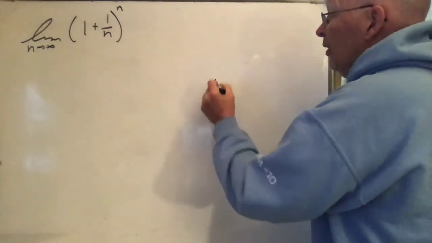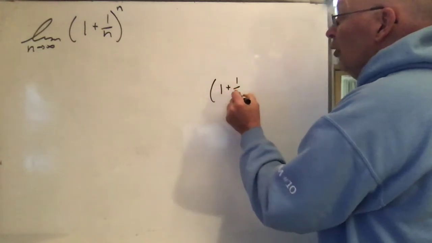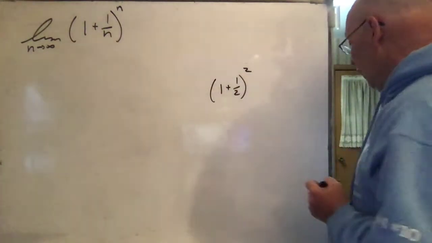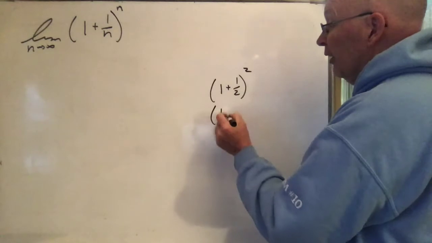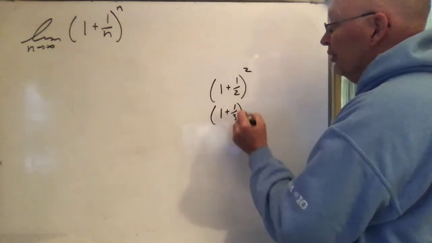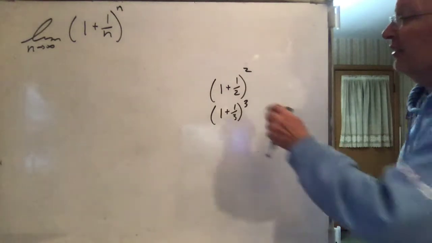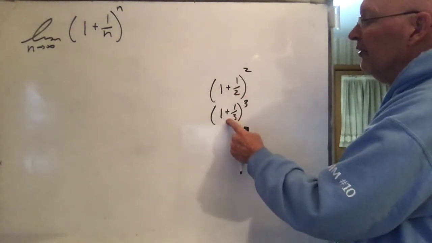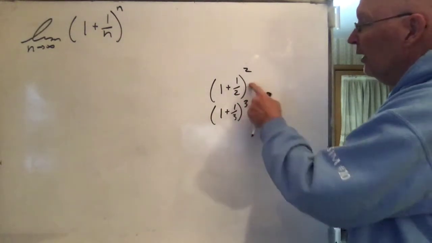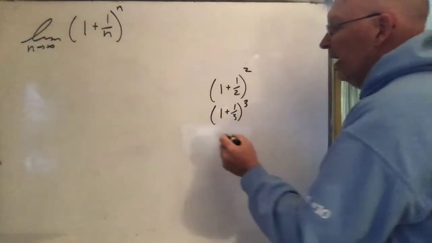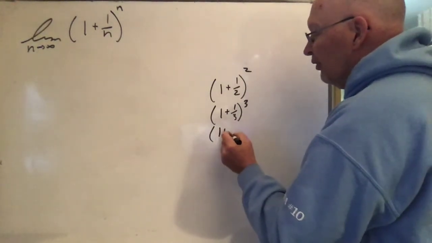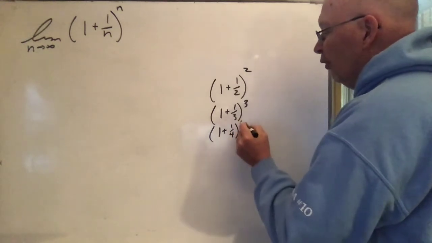If you take 1 plus 1/2, which is 3/2, and you square it, how does that compare with 1 plus 1/3 cubed? How do those two compare? Because this is obviously a bigger number than this, but then this one you're cubing, whereas this one you square it. And how do those compare with 1 plus 1/4 to the 4th power?